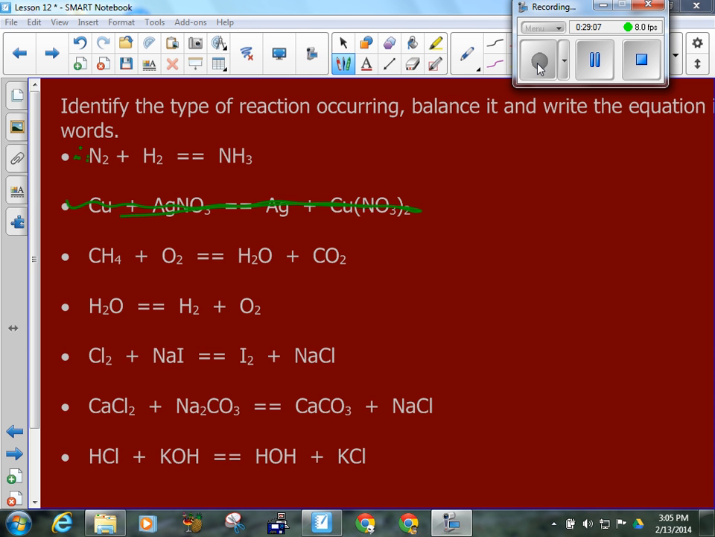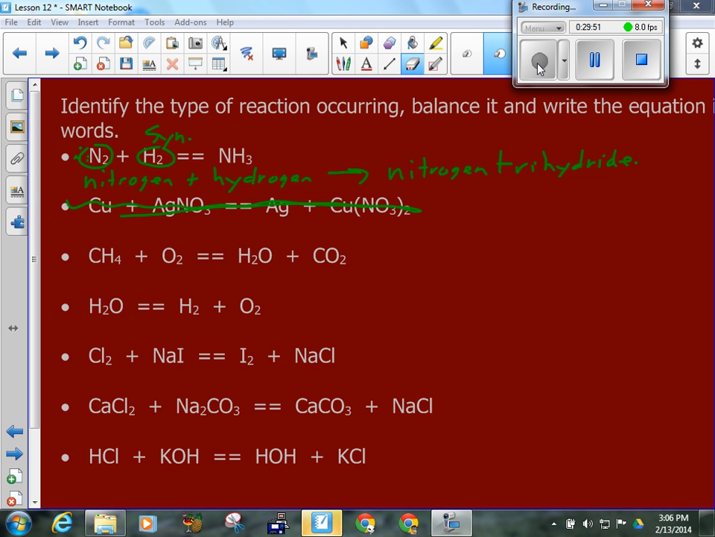So number 1, I've got nitrogen, which is an element, reacting with hydrogen, which is an element, and they're producing a single compound. What kind of reaction goes that way? Synthesis. All right, so this is a synthesis reaction. I need to write out the names. So nitrogen plus hydrogen gives me nitrogen trihydride. Because these are elements, they don't require prefixes on them. A lot of people like to write dihydrogen and dinitrogen. Well, that's not the way that those work.